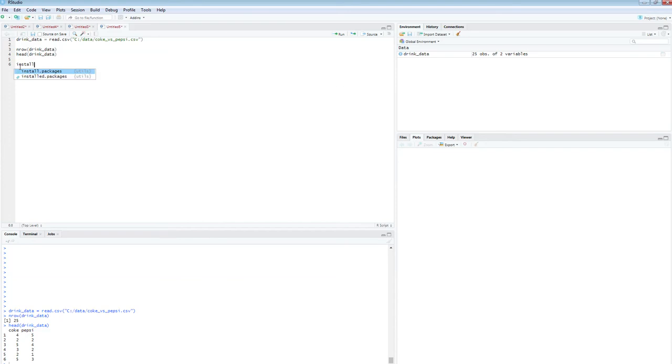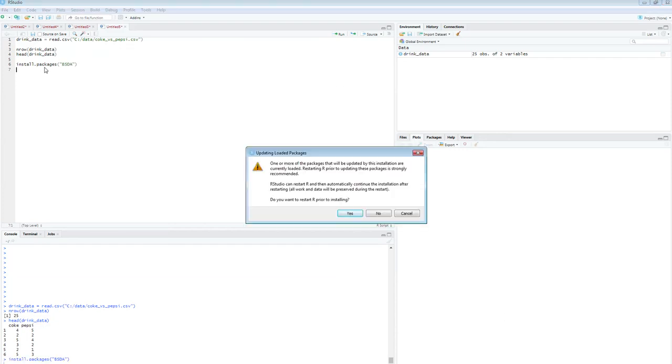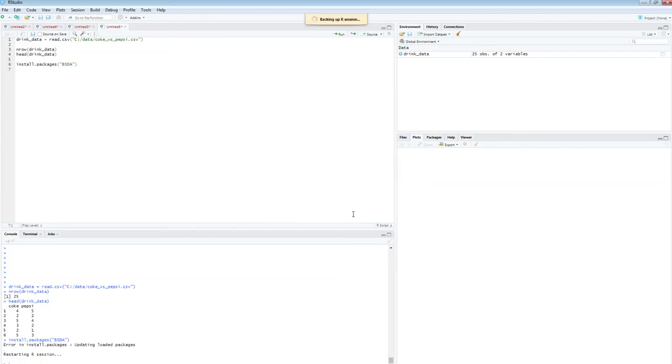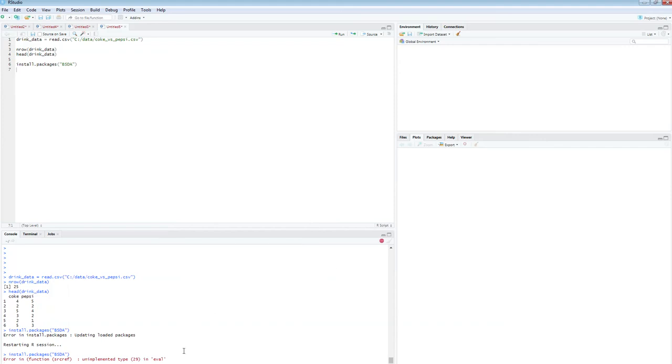install.packages. All right, and the name of the package that we're going to use is all capital letters, BSDA. Okay, the package is called BSDA. I already installed that. That's why it's asking me, do you want to restart R? Okay, let's restart R. So it restarts R for me, and it installs the packages.